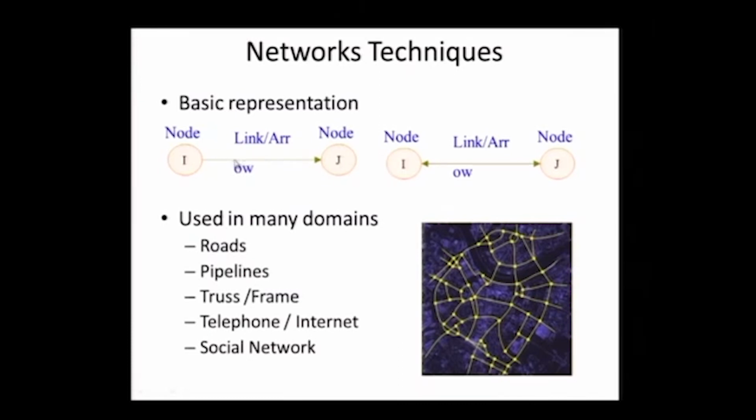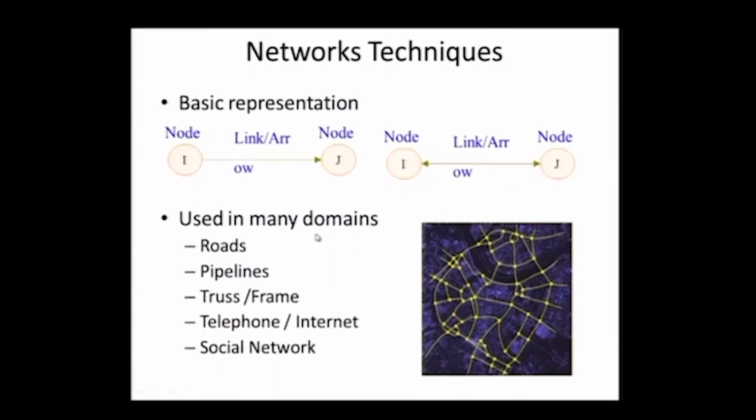Okay, so here you have a single directional network where the arrow goes only from i to j, or you can have bidirectional, from i to j and j to i. Something like a road can be represented this way: this might be a one-way street, this is a two-way street.